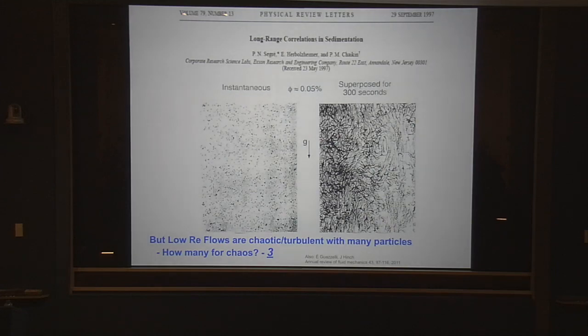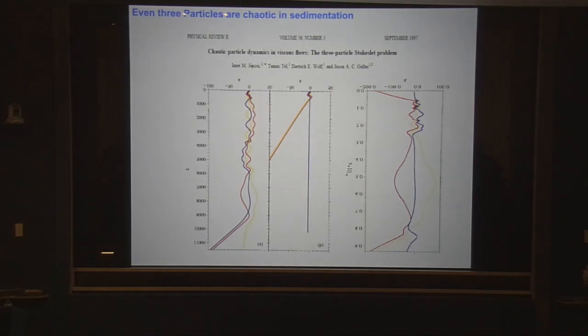And you would think in low Reynolds number flow, you'd always get reversibility, and everything should be laminar and everything like that. But it turns out there's an experiment we did sometime in the 90s, where we just looked at sedimenting particles at low Reynolds number. If you just look at them, they look like they're just flowing down. If you do time-lapse, you find that it's chaotic. And the same year as we did that, this group showed that if you even take three particles, they're chaotic.